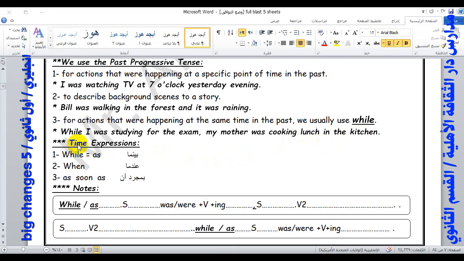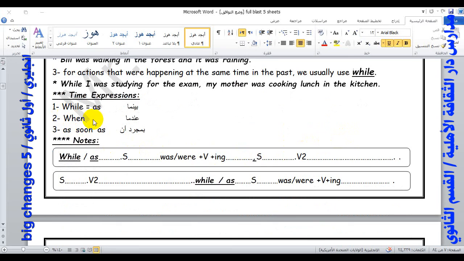Now let's turn to time expressions. تعبيرات زمنية، كلمات الدالة على زمن الماضي البسيط، الماضي المستمر. While or as, when and as soon as. Every word of these time expressions has a specific rule. كل كلمة لها قاعدة معينة المفروض نعرفها.